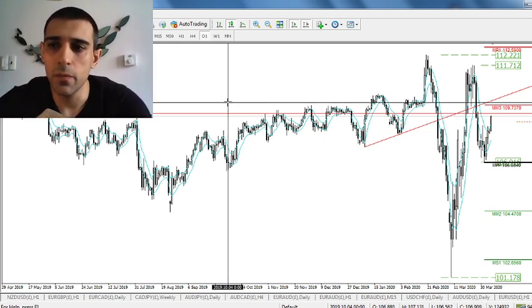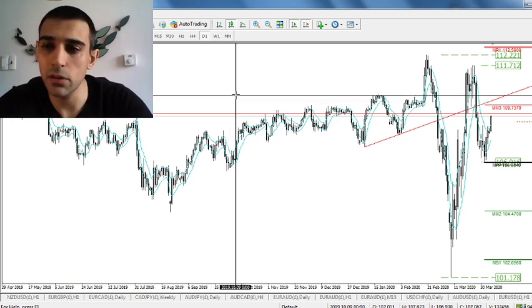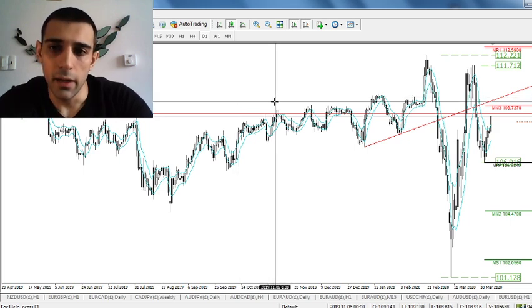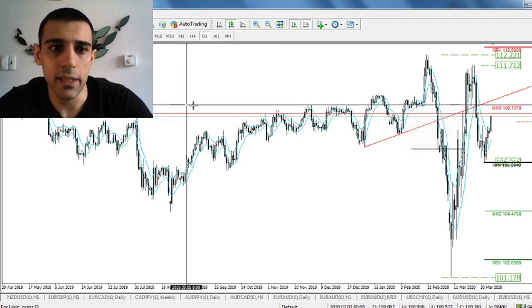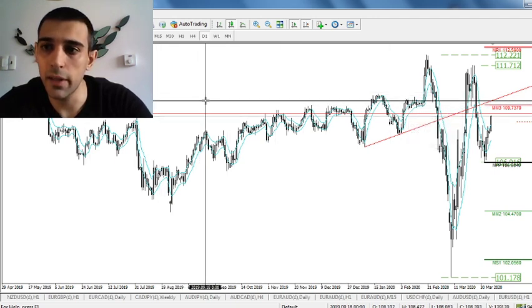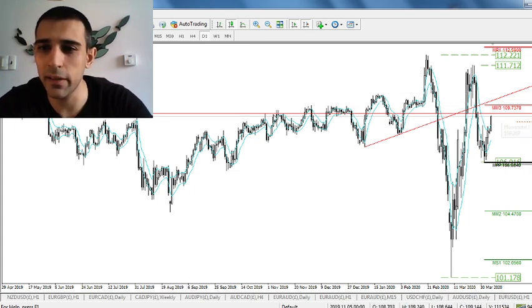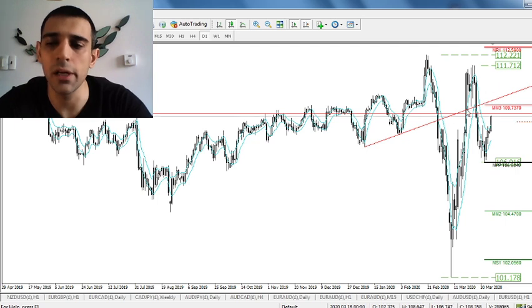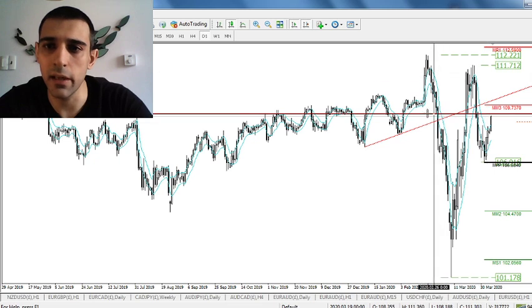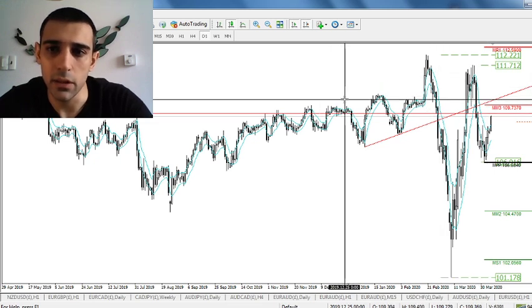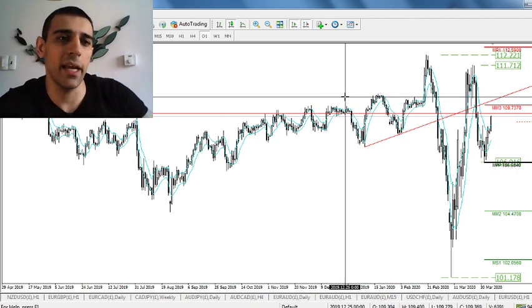20 pip stop for now. It still works out more than 1 to 3, so it's still fine. You can either hold it to these highs here. We got this daily, we got these multiple highs here, so we can hold it there at 109.90, or we can hold it even further. So if the price manages to break this horizontal line and start pushing higher, then it might even go to these highs here. But for now, we would be looking at 109.90 or even at 110.10.